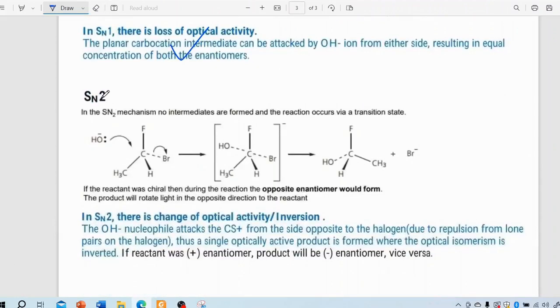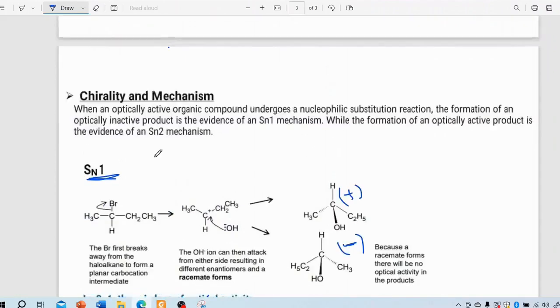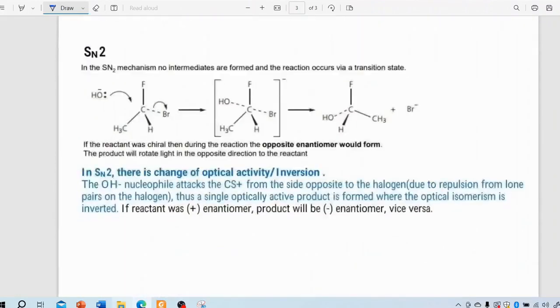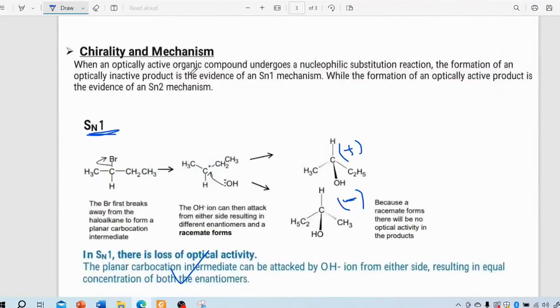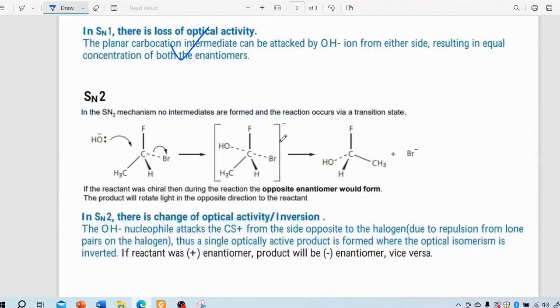And in SN2 mechanism, no carbocation intermediate is formed, rather a transition state complex is formed. And don't ignore this stuff. This is extremely important. It comes all the time in MCQ. This stuff, they will always come in MCQ. This page, third page. So in the SN2 mechanism, no intermediates are formed, and the reaction occurs via a transition state. So this is the transition state. No carbocation intermediate over here.